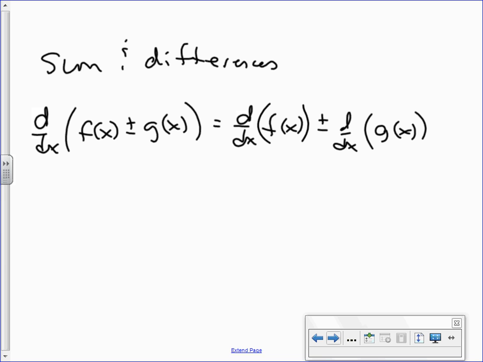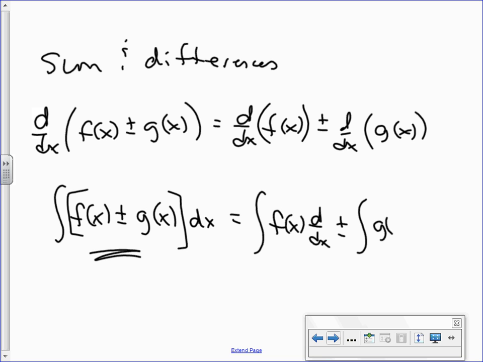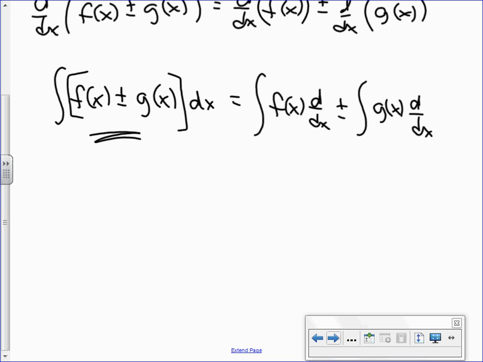The same thing is true for antiderivatives. If you've got a sum or a difference of antiderivatives, technically I need brackets right here for my dx. I can do it like this. I can add or subtract the two functions and then take the antiderivative, or I can take the antiderivative of each one and add or subtract them. We did the same thing with derivatives, and that sounds way worse than it is.